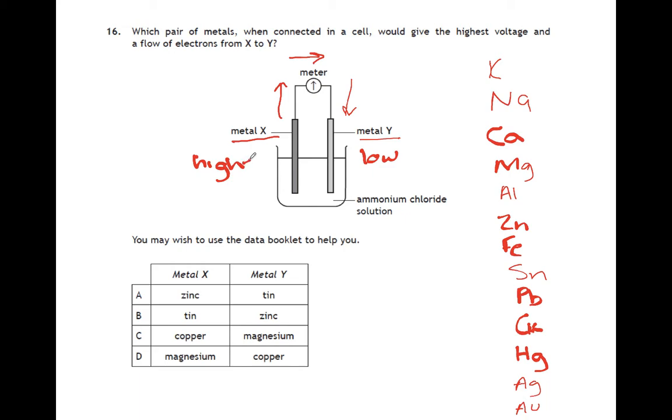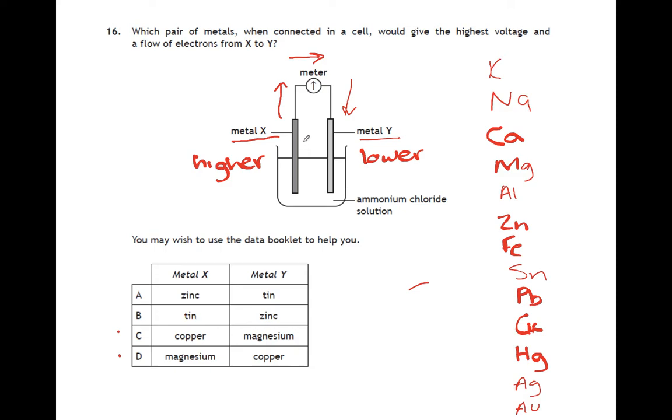So what that means is metal X is going to be higher in the electrochemical series than metal Y. So zinc and tin, only one metal separating them out. Copper here, magnesium all the way up here, they are the furthest apart. So bearing in mind that magnesium and copper are the furthest apart, that leaves us with C and D.